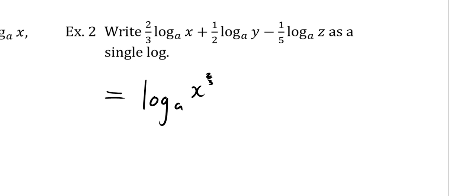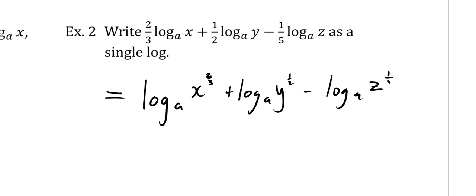Actually, let's just do this. We'll write this down. You could skip this step too, but log base a of y to the 1/2 minus log base a of z to the 1/5. So this is using that property, the product law of logarithms, or the product property of logarithms, using it in reverse, right? Is everybody okay with that?